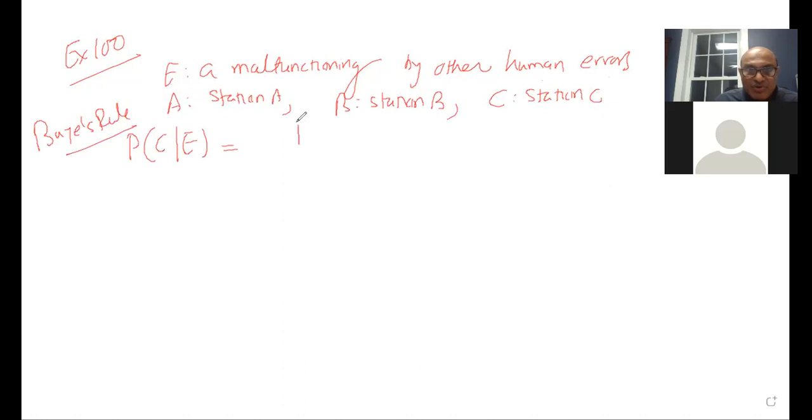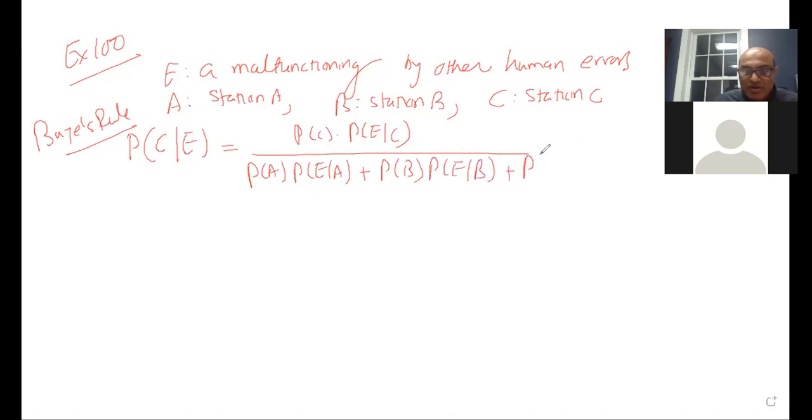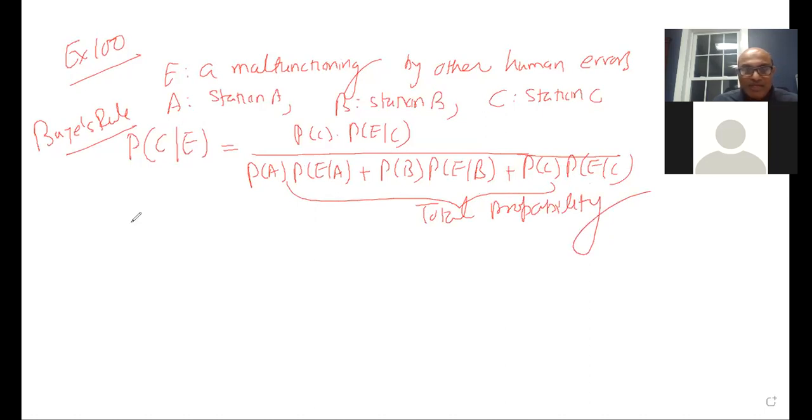Bayes' rule, that is probability of C times probability of E given C, divided by probability of A, probability of E given A, plus probability of B, probability of E given B, plus probability of C, probability of E given C. This denominator is a total probability always in Bayes' theorem. So that is equal to probability of C. You can find all these probabilities.